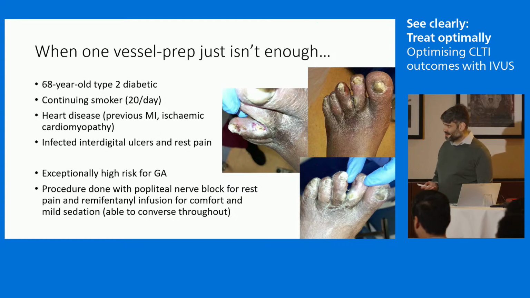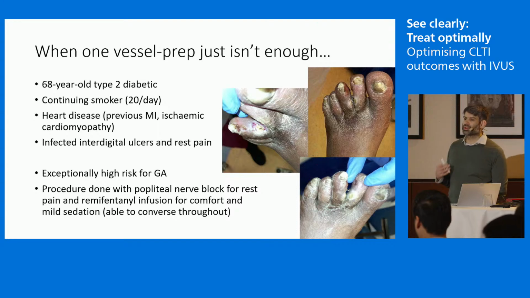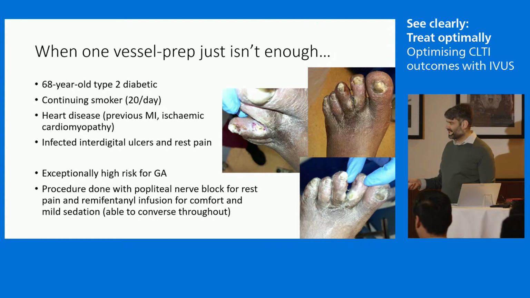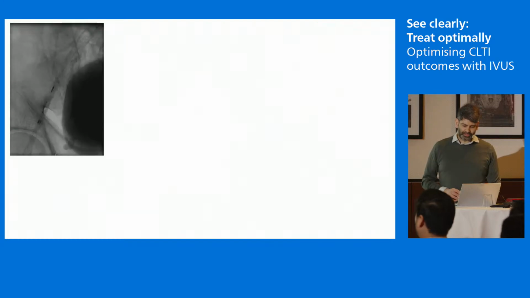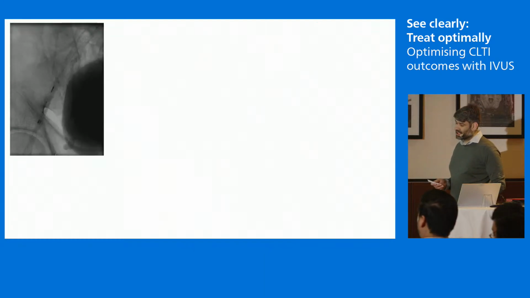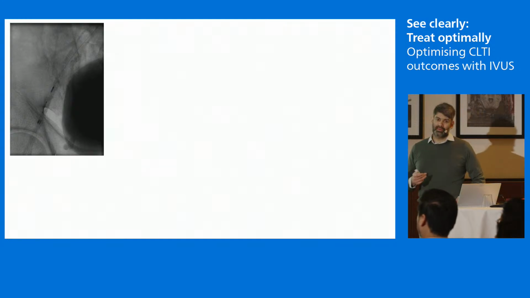Because of his heart problems, he's very high risk for general anaesthetic. So we did the procedure with a popliteal nerve block for the rest pain and just a remifentanil infusion for comfort and mild sedation. We were able to talk with this sort of sedation approach, where it's more analgesia than sedation really. You can still wake them up, they're rousable and you can talk to them, but they stay still enough for you to do your work. Because of the dose of contrast, you can see in his bladder there, we wanted to minimize the amount of contrast that we give during the procedure.